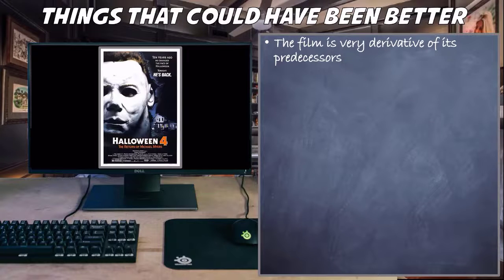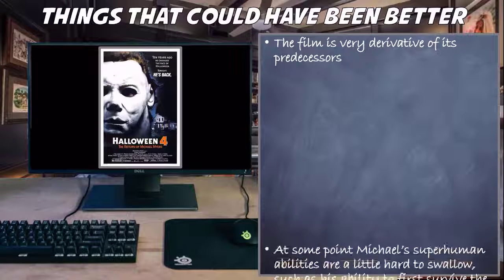Now, we have talked about this a number of times on this show, that horror films in general are very formulaic. Slasher films, very formulaic. Halloween 4, obviously, is going to be very derivative of its predecessors, Halloween and Halloween 2. There's just no way around it. It's no more derivative of its predecessors than the Friday the 13th series or the Scream series or anything else, but it's no more innovative either.